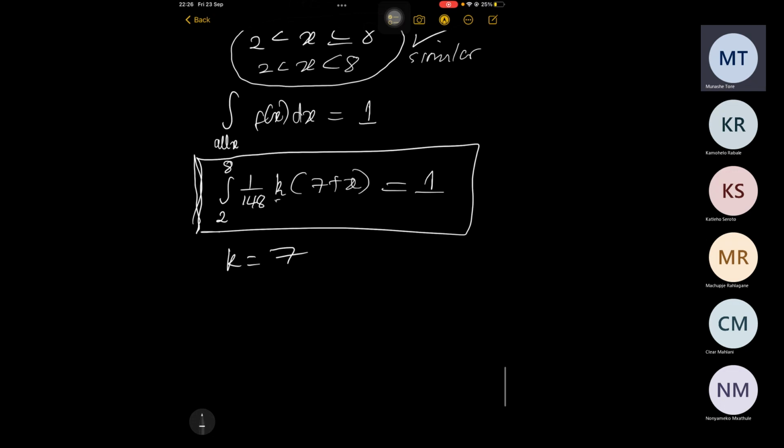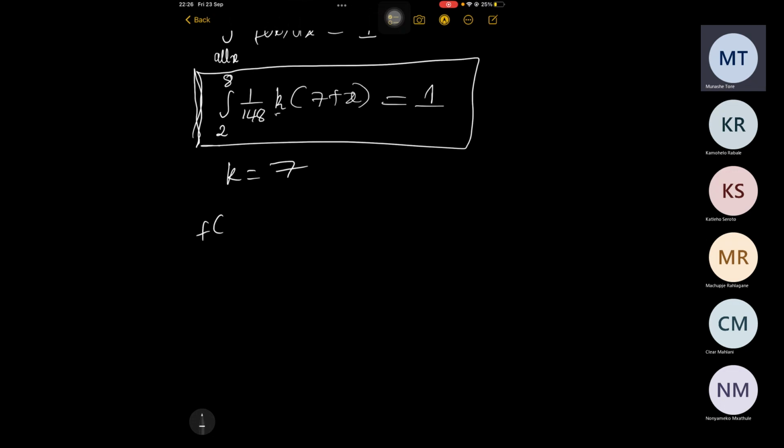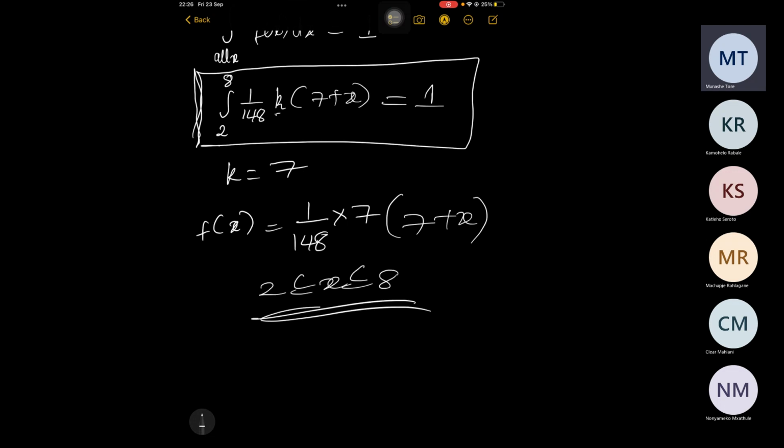So what you do now is you rewrite the function. This f(x) is going to be 1 over 148. Then instead of writing k, you just substitute the value of k that you would have gotten, times 7 into 7 plus x, and so on. Then with the same conditions, from 2 to x to 8. Then from this, you can work out everything else that you would have been asked from there. Then you get your answer.